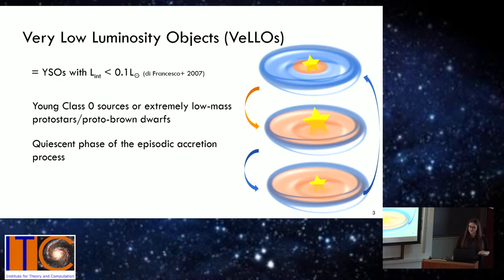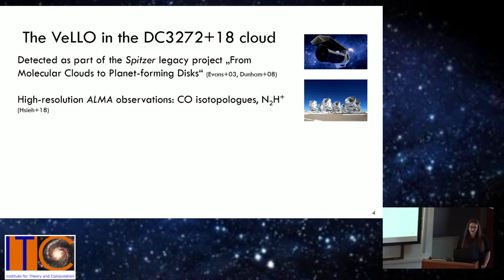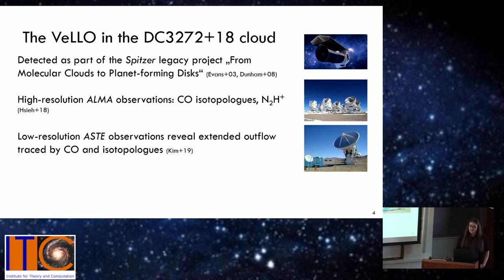So we can start to study VeLLOs if we want to learn something about the post-outburst chemistry. And the VeLLO that I'm going to talk about is in a cloud that has a name with some numbers. And it was first detected as part of the Spitzer Legacy project, From Molecular Clouds to Planet-forming Disks. And since then, it has also been investigated with ground-based telescopes. So there are high-resolution ALMA observations that have investigated CO isotopologues and N2H+. The VeLLO also has a prominent outflow that is revealed by ALMA observations and has been traced in CO.